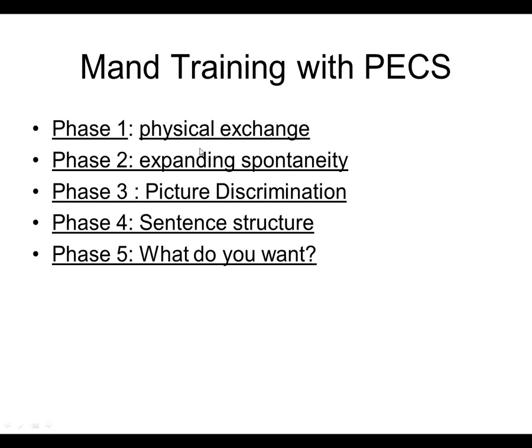And then phase 4 is when you start to build sentence structure in your requests, where the student's starting to combine an I want card with a card of the desired item, and then seeks the partner and gives the sentence strip to that exchange partner. Whoever is the exchange partner definitely needs to read the strip back and praise for the independent labeling. And then the 5th phase is what do you want, where the student's actually responding to a question, which is more like an intraverbal that we were talking about before.